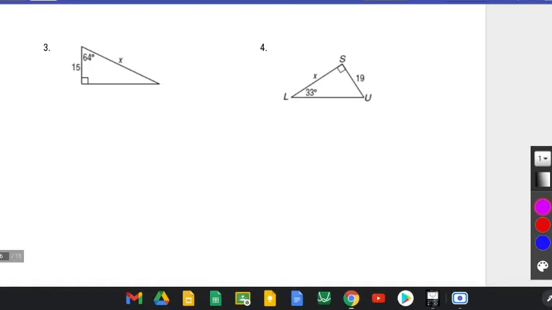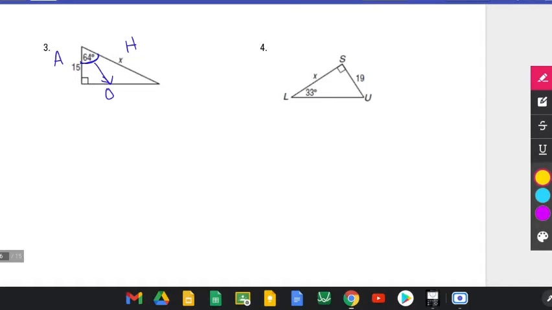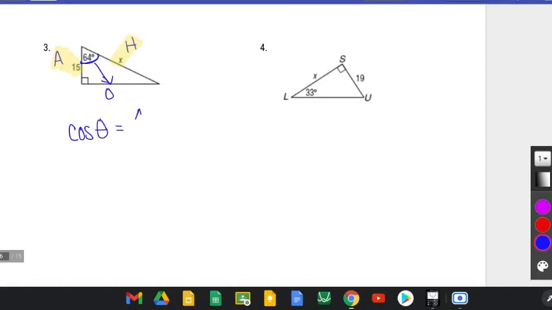Looking at example 3 now, here's my angle, opposite, hypotenuse, adjacent. Because A and H are labeled, I'm going to use the cosine function. Cosine of 64 should be equal to my 15 over x. I'm going to cross multiply for this one right now.